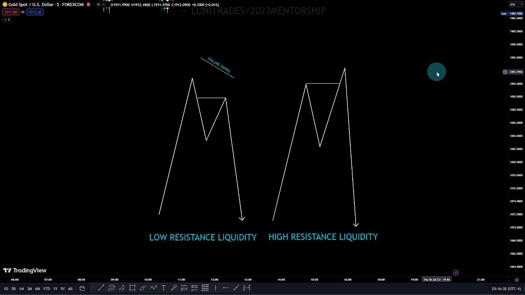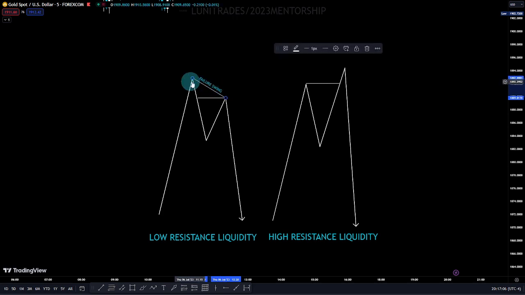Okay, as you can see now, we have the low resistant liquidity and the high resistant liquidity. So what is low resistant liquidity? Those are liquidity that price hasn't raided yet. As you can see, price didn't raid this high. Instead, it went lower. It didn't raid this high. This is a low resistant liquidity. You understand? That means it formed a failure swing. Can you see? Failure swing. It failed to take this high. That's what we call failure swing.